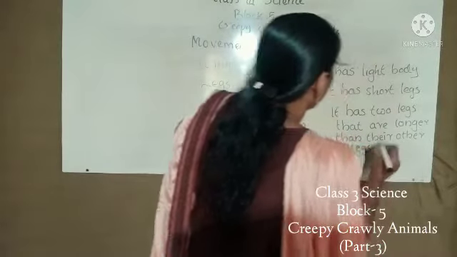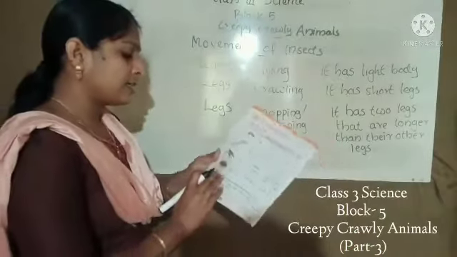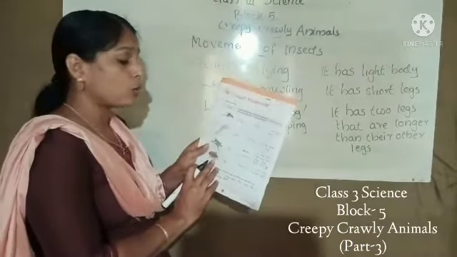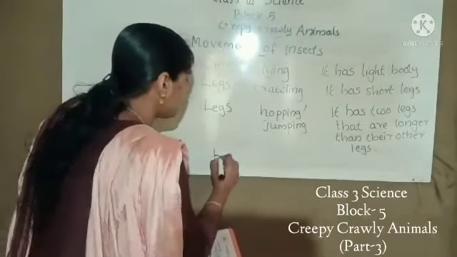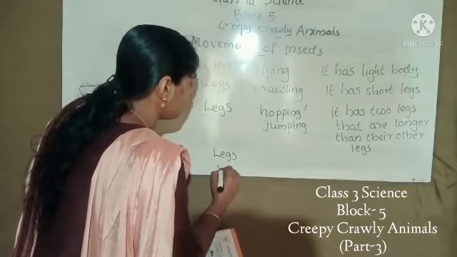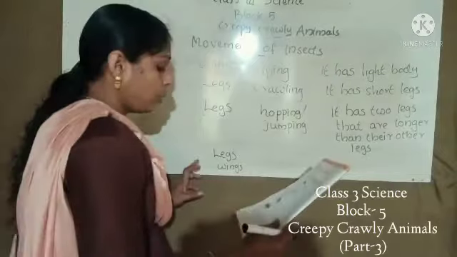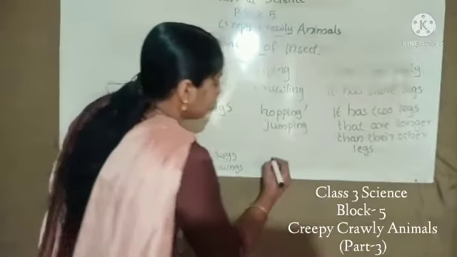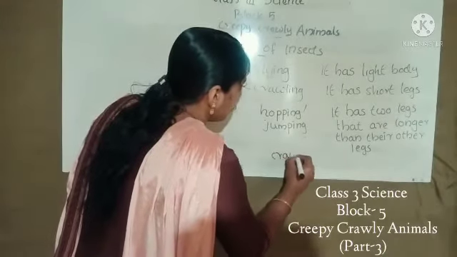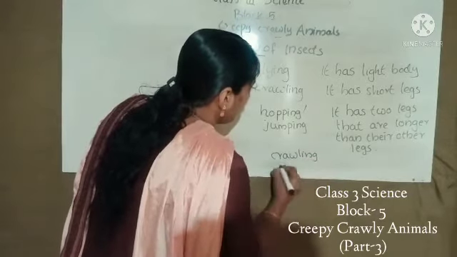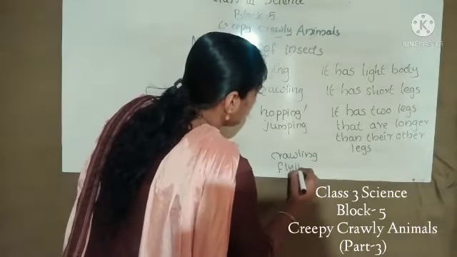Okay. Then next insect, it is cockroach. Which body parts help them to move? Yes, legs. And they can fly also. We can write wings also. Legs and wings. Okay. So we can write here the movement is called crawling. Or flying also we can write. No problem.